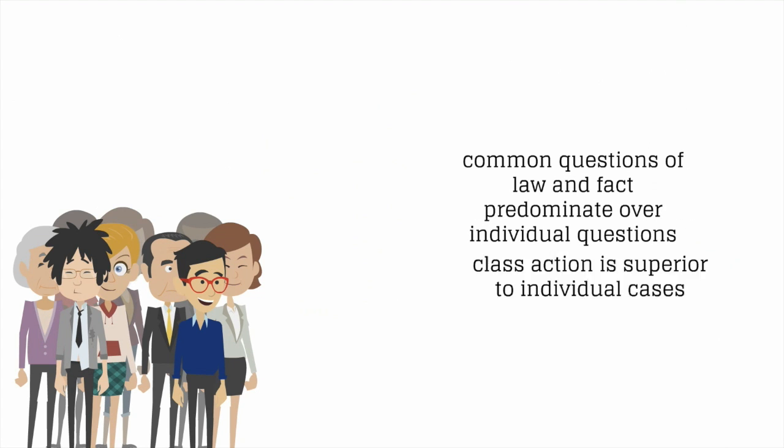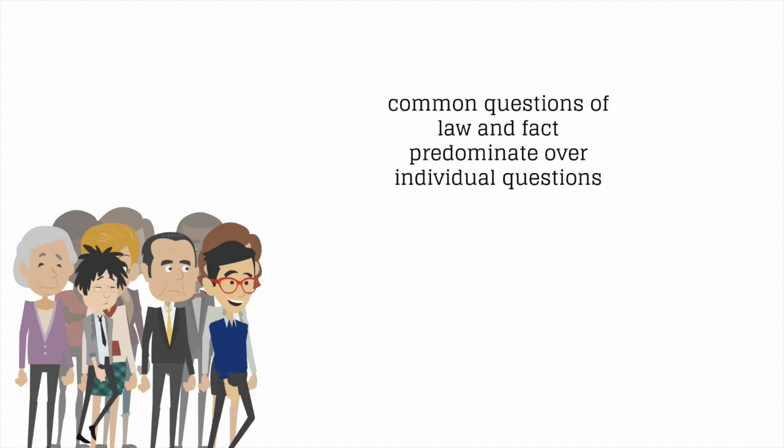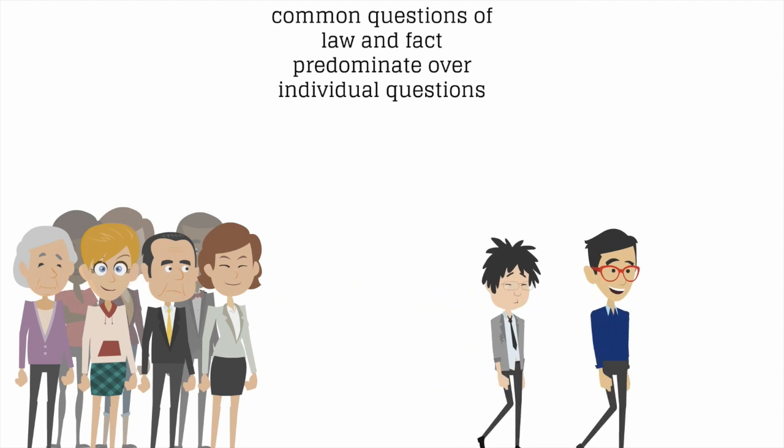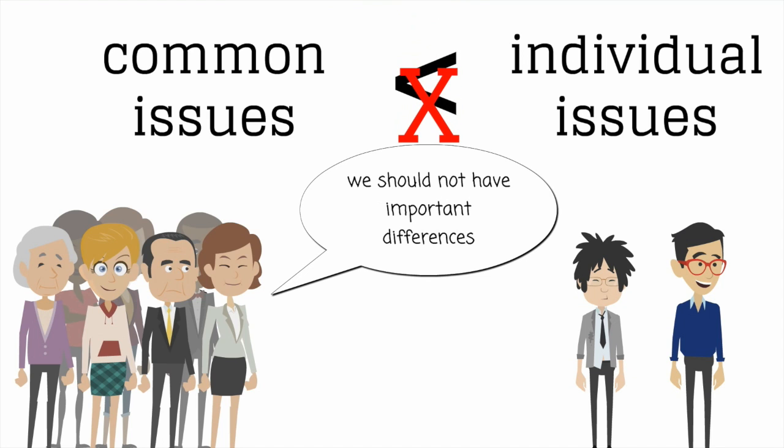For a 23(b)(3) class action, we also have to show that these common issues of law and fact predominate over individual questions and that a class action is superior to individual actions. So what do we mean by common issues of law and fact predominating over individual issues? We don't want some members of the class to have important differences from other members. Some members of the class shouldn't have situations that make them much different from other members of the class.